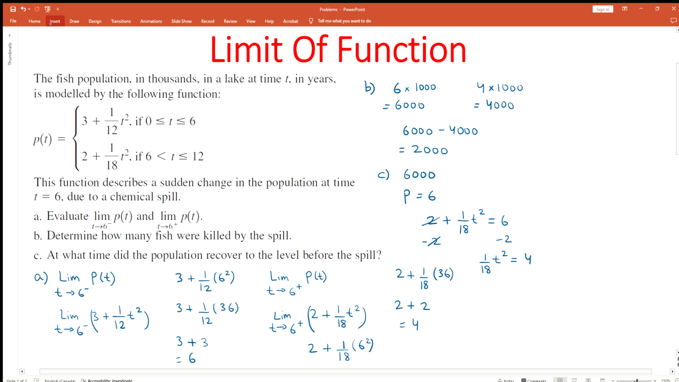Next, we should cross multiply the 18 to the right side of the equation. Eighteen times 4 is equal to 72. Next, we can apply square root to both sides. I get almost 8.5 rounded to 1 decimal place, and the unit should be years. Because the given unit of time is years, this should be the final answer for part C. So these are the steps you have to keep in mind to solve a problem like this one.